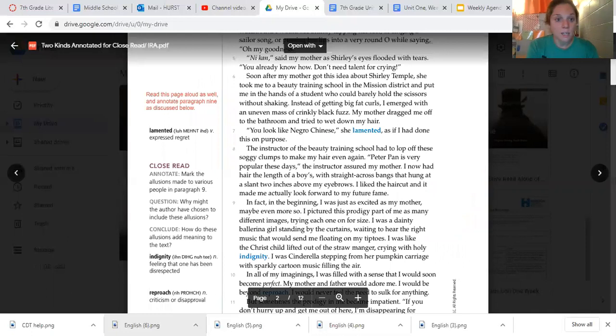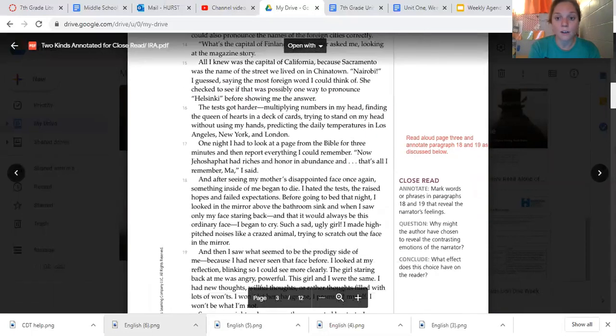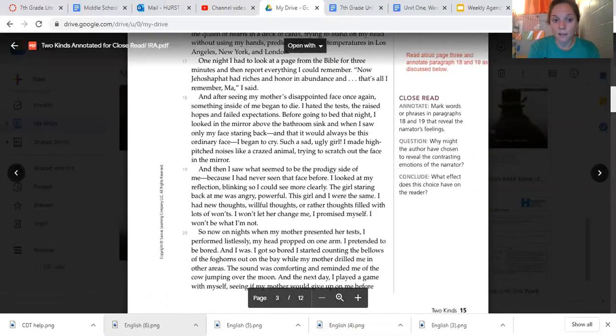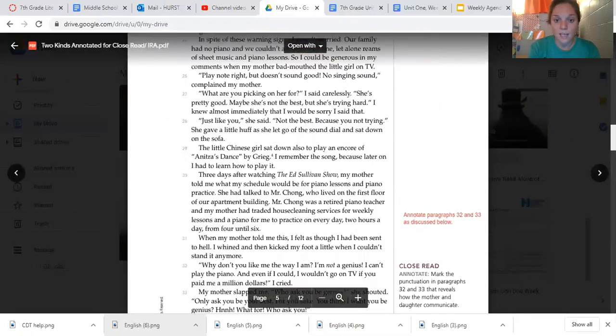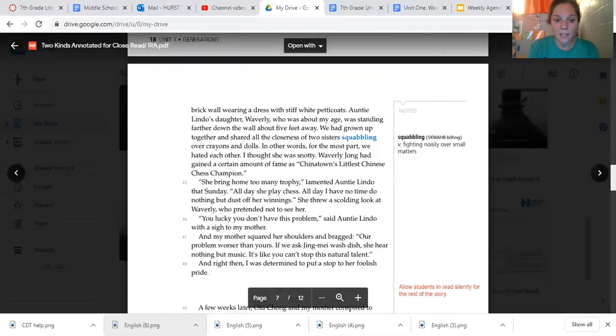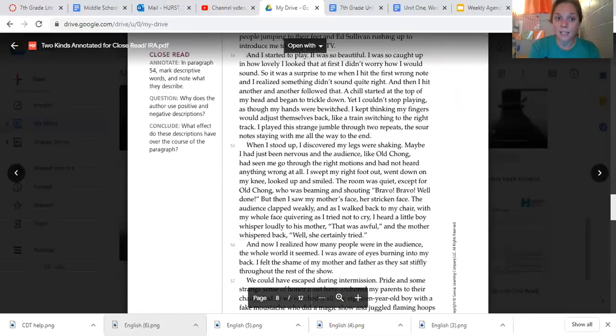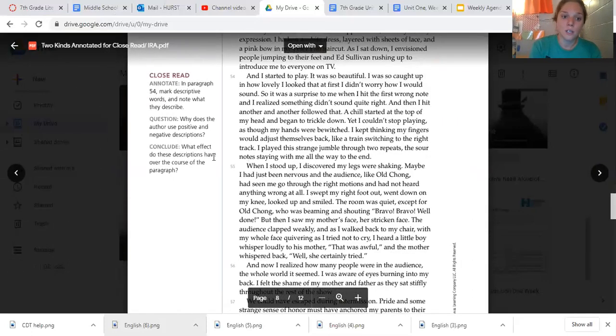I said read this page aloud as well, and annotate paragraph 9 as discussed below. This would be a close read, but since you're going to do it together, I counted that as part of the interactive read aloud. Same thing here, still reading out loud because we're reading out loud to paragraph 48, doing everything it says. Then at paragraph 48, I want you to start letting the students read, but tell them anytime it says close read, they should do this activity, which is only one more time.